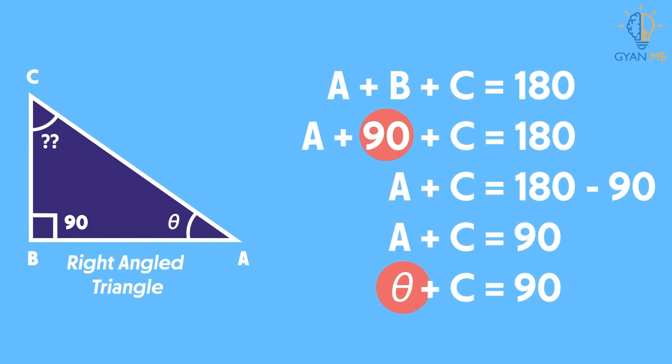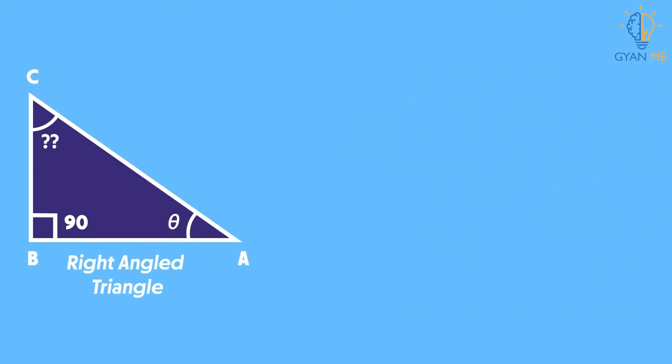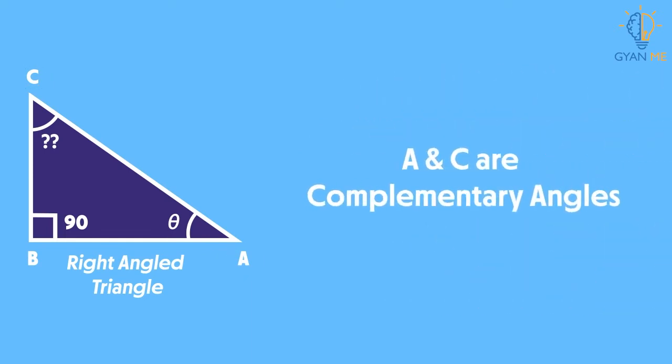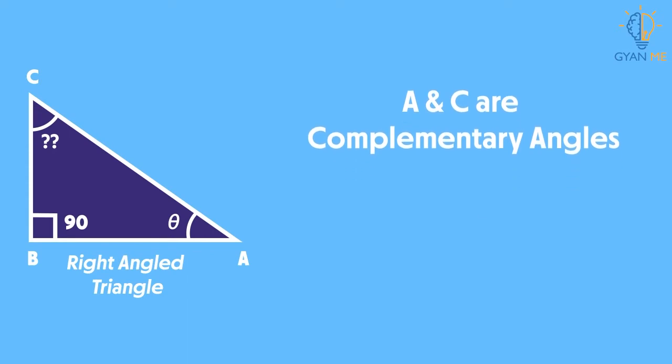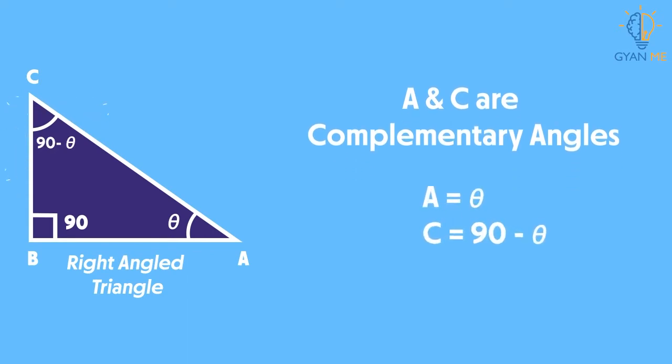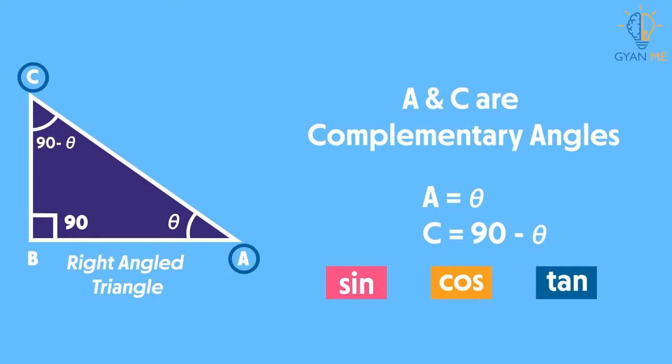So now, can we say that for right-angled triangles, the sum of these two remaining angles is always 90? Yes, always. So they are always a pair of complementary angles. This means if A is theta, then C is 90 minus theta. Now what we do is find the values of sine, cos and tan for both these angles, theta and 90 minus theta, from this triangle.